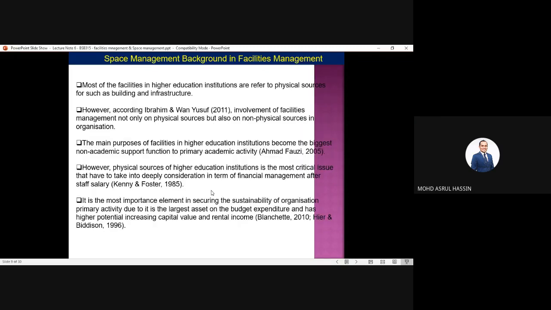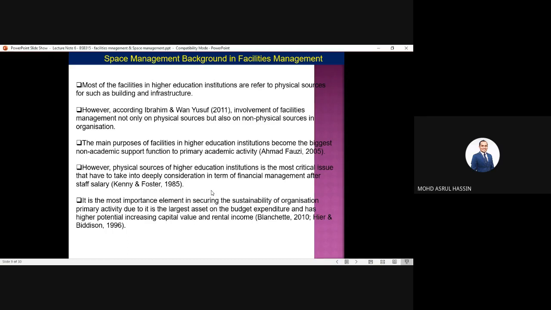Okay, next we start to discuss the space management background in facilities management. Most of the facilities in higher education institutions refer to physical sources, just building and infrastructure. Means we need the physical sources. But now in the pandemic situation, we rarely use, or we do not fully utilize, the physical space in the university, because we have online classes, online training, online meetings. So most of our activities in the university use technologies or online systems.